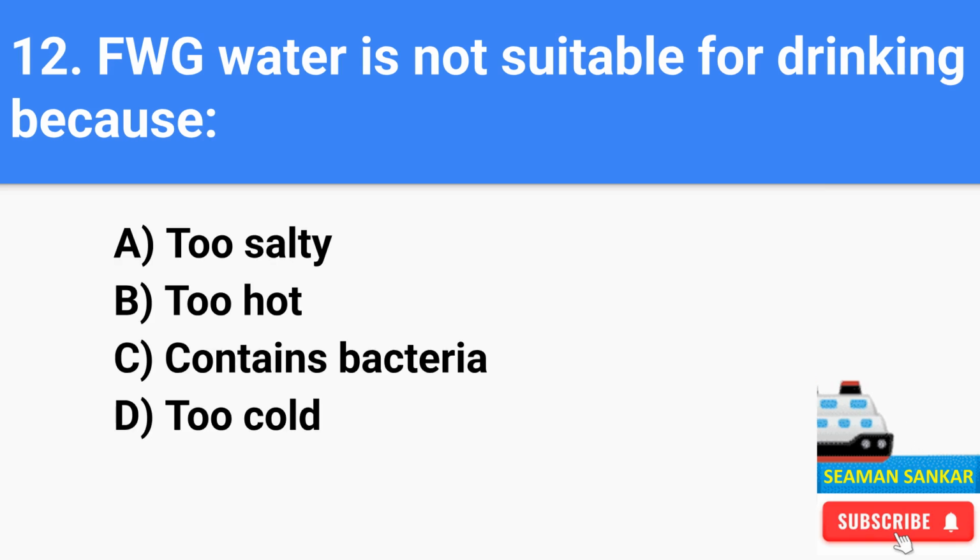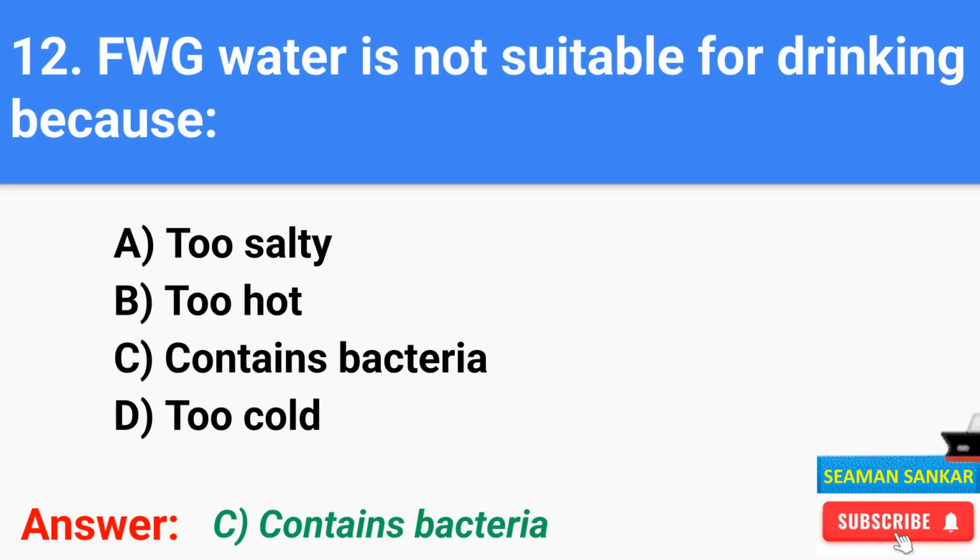Question 12. Freshwater generator water is not suitable for drinking because A. Too salty, B. Too hot, C. Contains bacteria, or D. Too cold. The distilled water, C, contains bacteria after generation, requiring further treatment for potability.